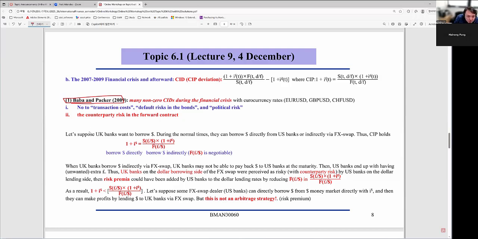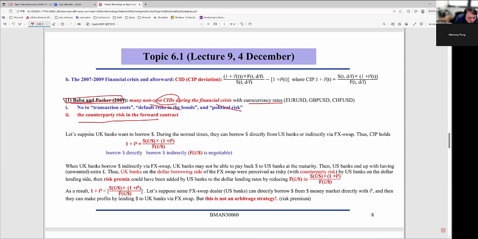Okay. So Barbour and Pecker say that using the euro currency rate, we don't have to worry about default risk or political risk, but we are still able to observe many CIP violations. So what is the reason? Barbour and Pecker say there could be counterparty risk in the forward contract. In the lecture, we talked about this issue.